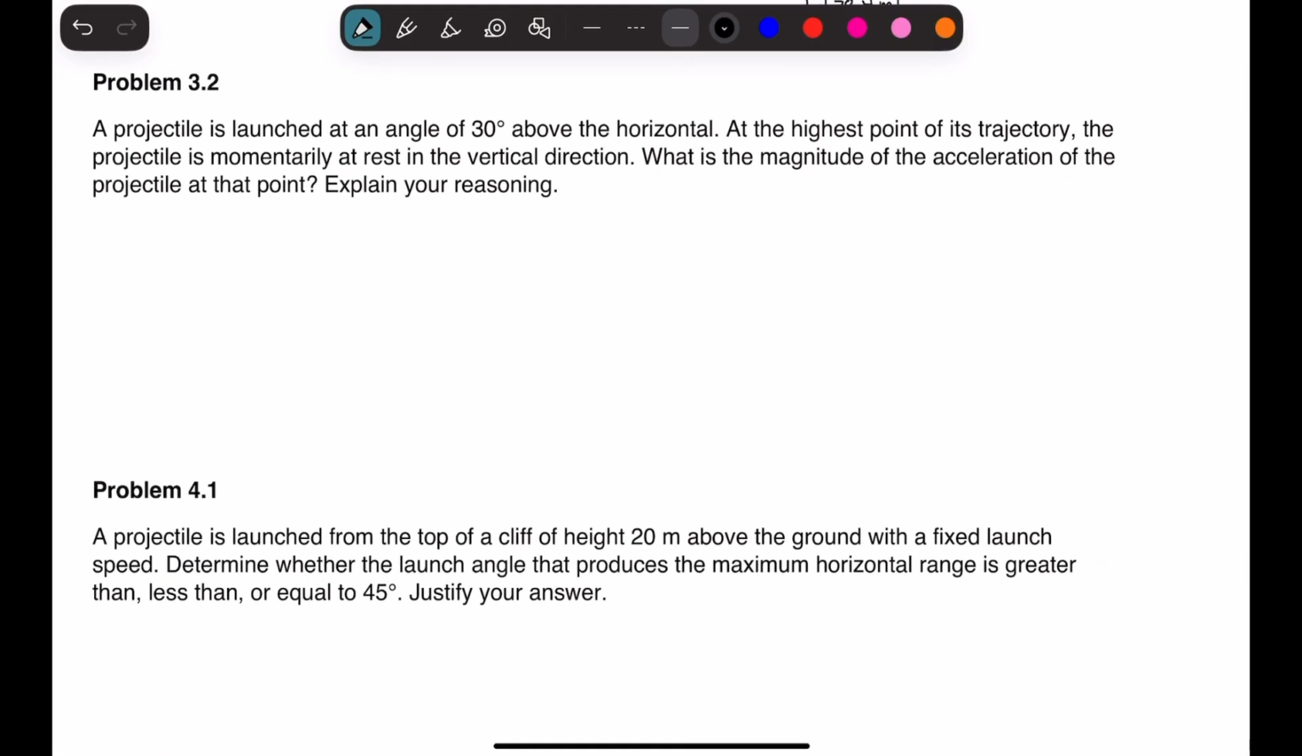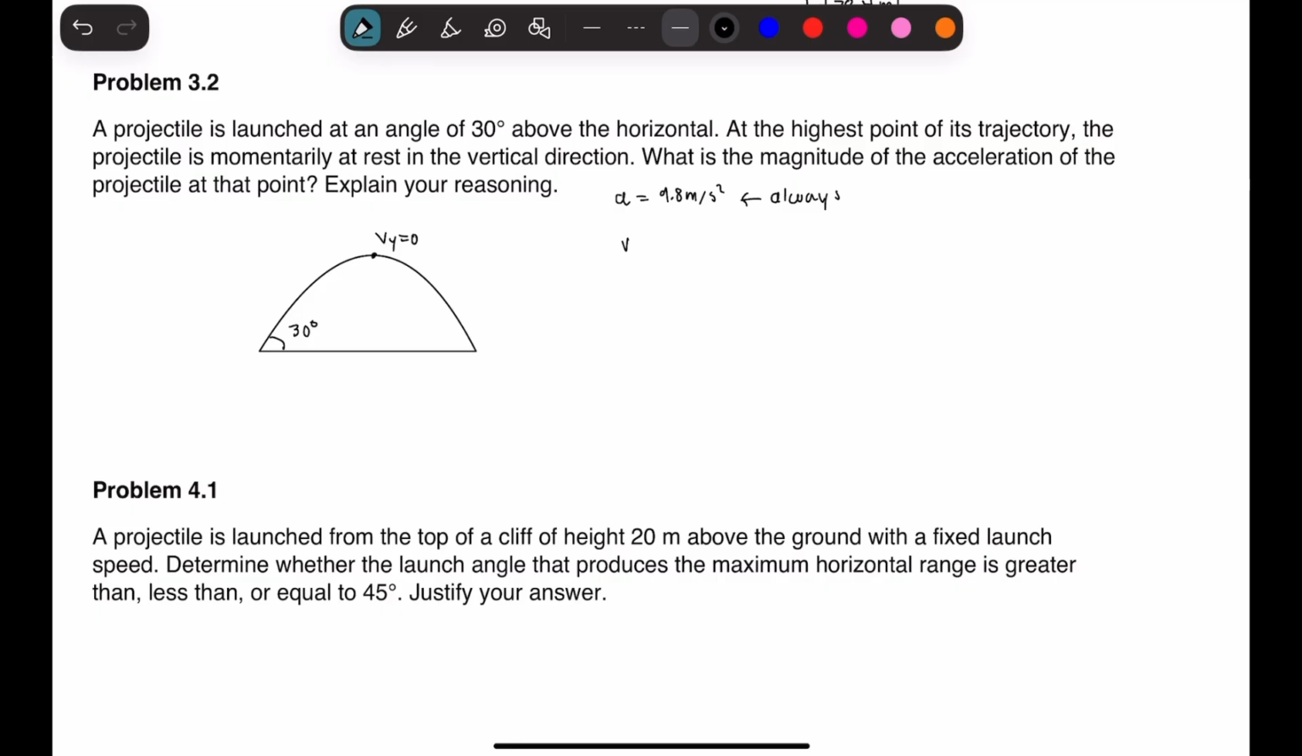So a projectile is launched at an angle of 30 degrees above the horizontal, and at the highest point, it's momentarily at rest. What is the magnitude of the acceleration at this point? And explain your reasoning. Okay, so we know that acceleration is always going to be gravity. Always.